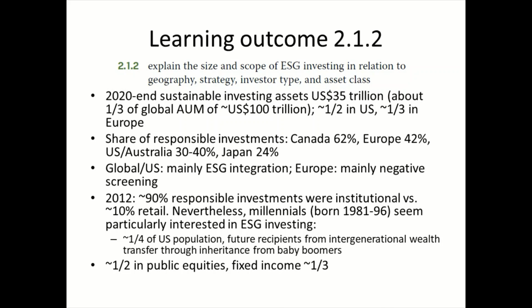So what's the asset type mix of responsible investment? Roughly half is in public equity. So it pretty much means that the biggest asset type of responsible investment is public equities, and fixed income is about 1/3, and the others, like real estate, have a lot smaller shares.